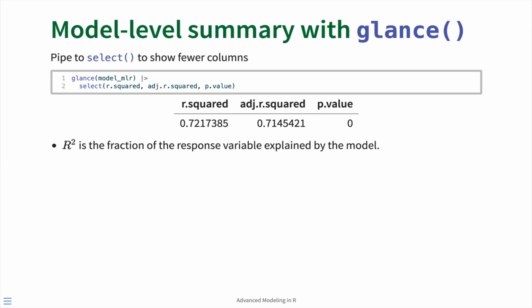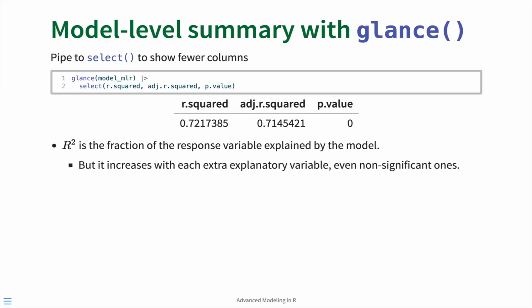So here we're showing the R squared column, this first one, which is 0.72, and this represents the fraction of the response variable that the model explains. So we're essentially saying that this model can explain about 72% of the variation in the response variable. However, in multiple linear regression, what we find is that every additional explanatory variable we add in will increase the R squared value just because of how it's calculated, even if we add in an explanatory variable that doesn't actually explain anything about the response variable.